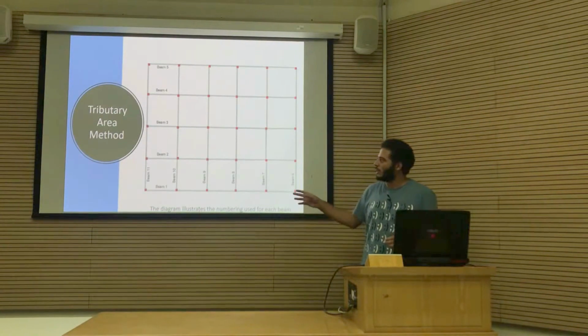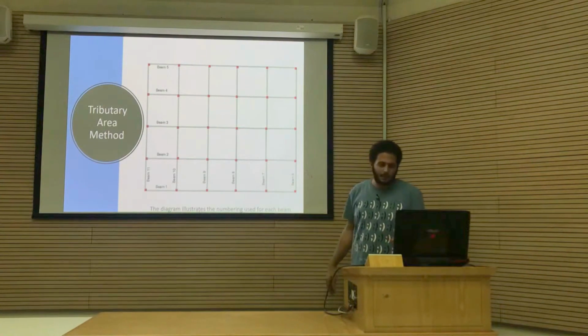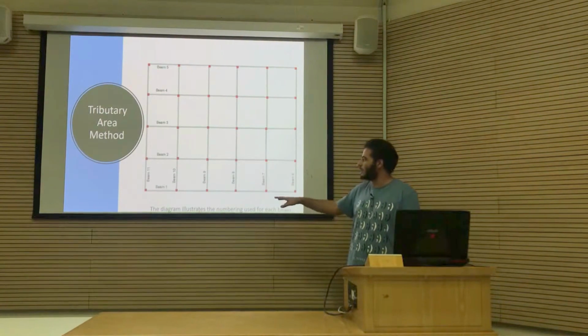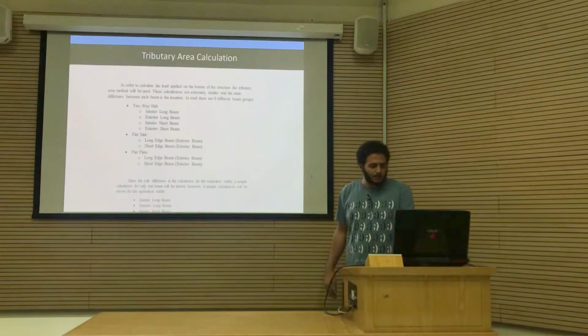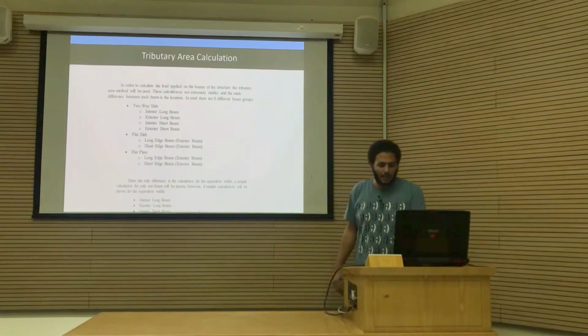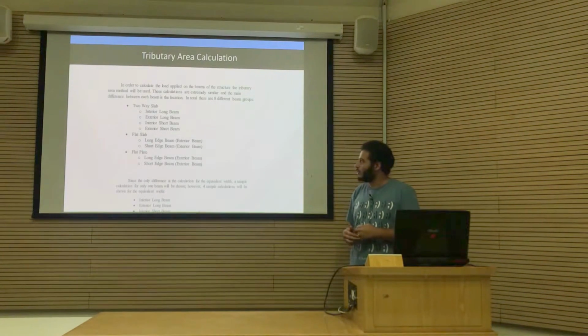The second method we tried is the tributary area method, where we use the equivalent width from both sides to calculate the load on the beams. And here is how we classified our beams. And we had 8 different groups for beams for the tributary area method.